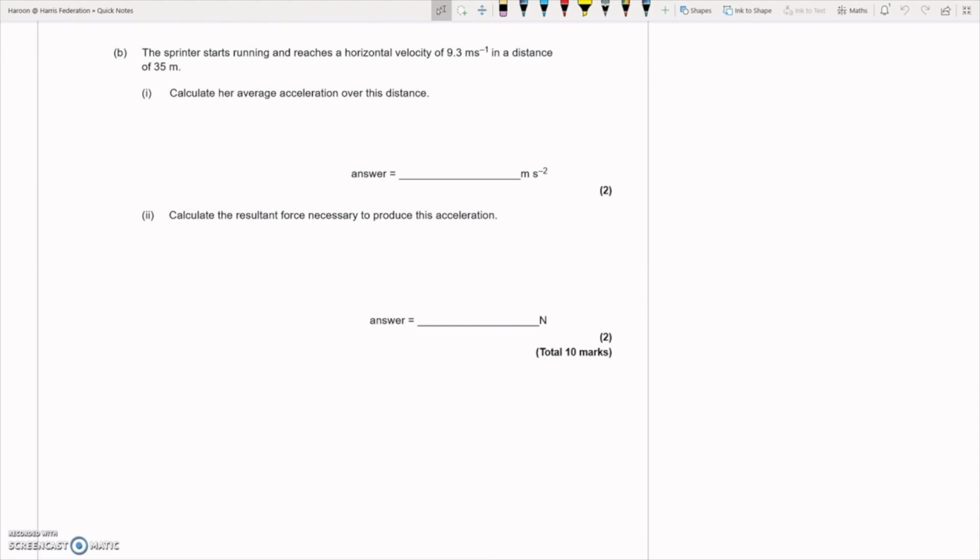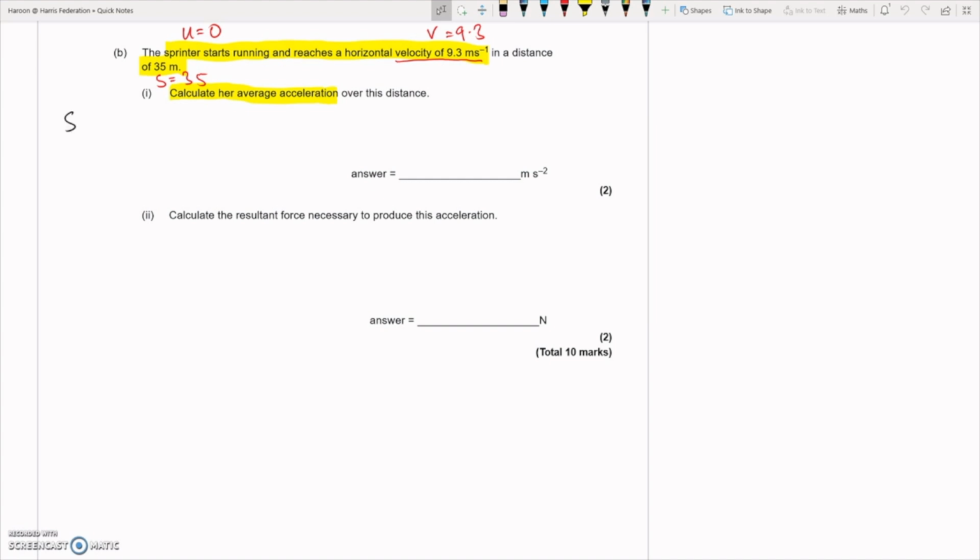Part B says that the sprinter starts running and reaches a horizontal velocity of 9.3 meters per second. So we know that is the final velocity. At the beginning of this question, it said that the sprinter started initially at rest, so we can say that U is equal to 0. V is 9.3. And if we highlight the rest of the information, in a distance of 35 meters, that means that S is equal to 35.